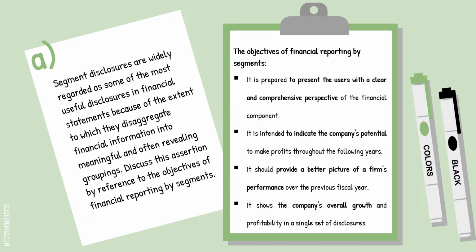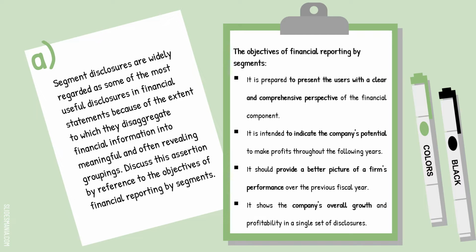So the objectives of financial reporting by segments are, there are 4 objectives. First, it is prepared to present the users with a clear and comprehensive perspective of the financial component. Second, it is intended to indicate the company's potential to make profits throughout the following years. Third, it should provide a better picture of a firm's performance over the previous fiscal year. And the last one, it shows the company's overall growth and profitability in a single set of disclosures.